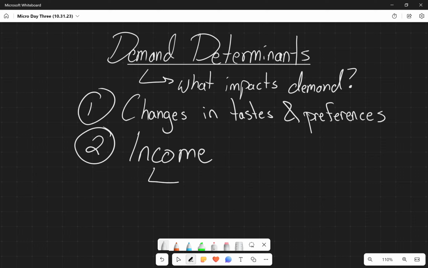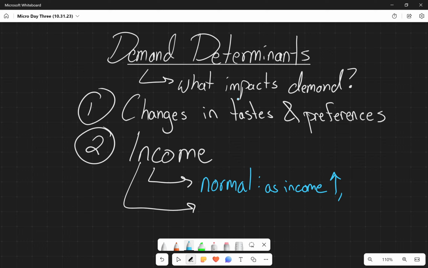However, we have two types of goods when we're talking about income. We have our regular goods called our normal goods. Our normal goods, when our income increases, the demand for that good, not the quantity demanded, okay, the demand, which is telling us the amount demanded at each given price, increases.